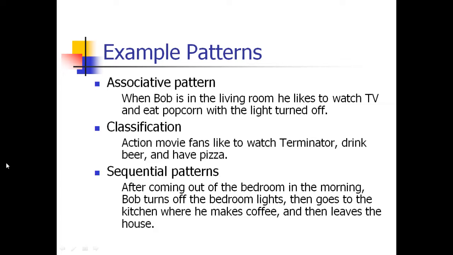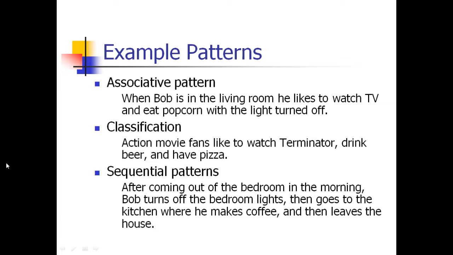Next one is called classification. What is the example? Please see this one. Action movie fans like to watch Terminator. They drink beer and have pizza. These are the three things given. Among these three things, the persons may or may not eat pizza, or they may or may not drink. This is classification. In classification, all the things will not be compulsory.